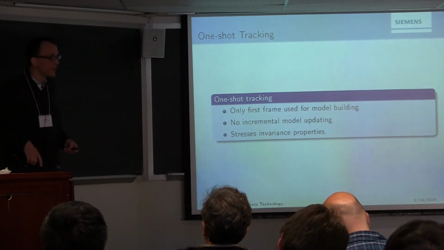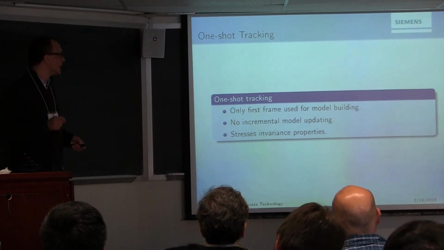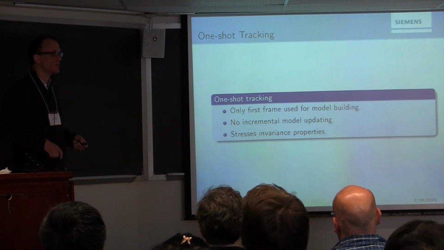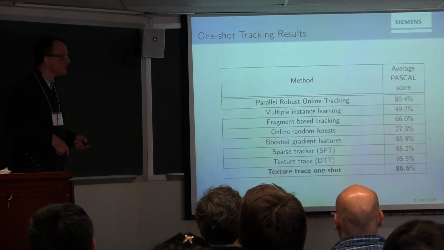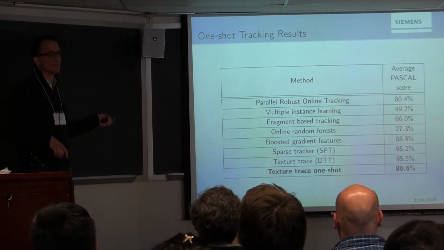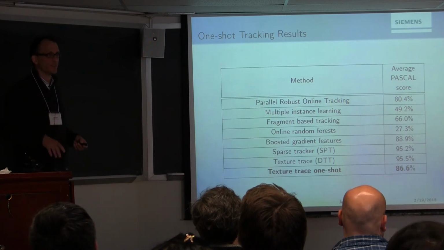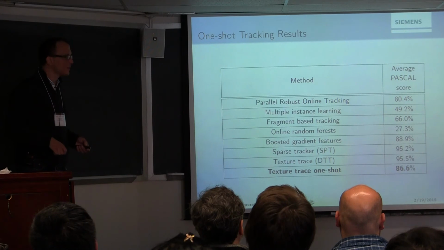Now what we did here was to skip all that. So we just take the first instance. We only have one sample basically to track the object. We're not using any model building. And then we are comparing with, again, the same methods. And it turns out that we can still beat 4 out of 6 state-of-the-art methods significantly. And they're using incremental updating, so they can use much more data than we can. So this is definitely an argument for the invariance.